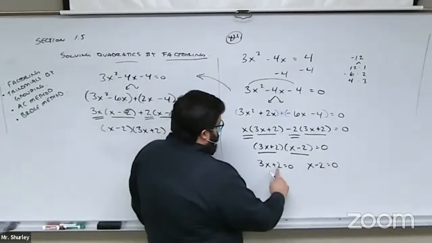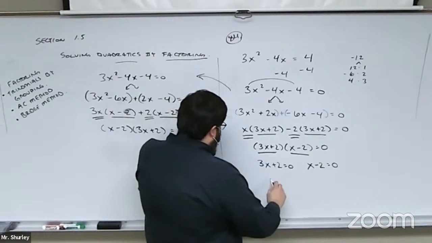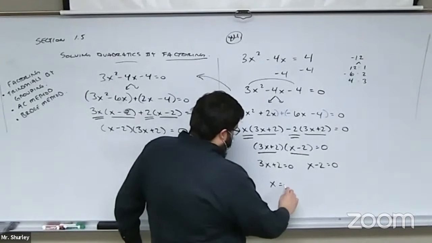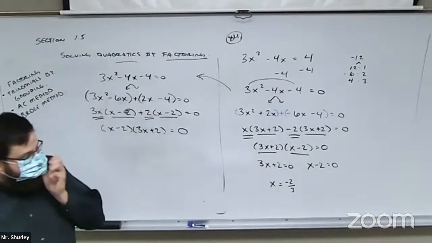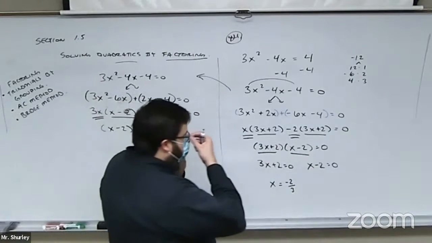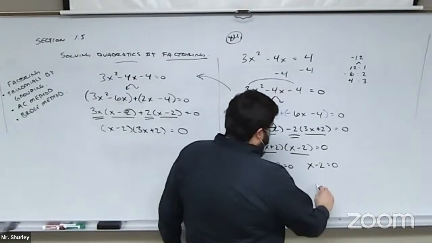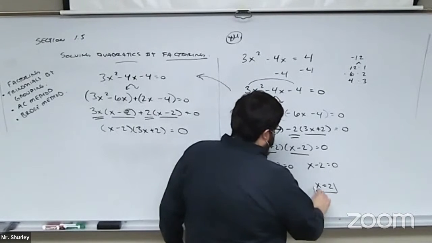So I'm going to solve for x here. So subtract the 2, divide the 3. So you wind up with -2/3, right? Subtract the 2, divide the 3. And then add the 2 over here and you wind up with x equals 2.